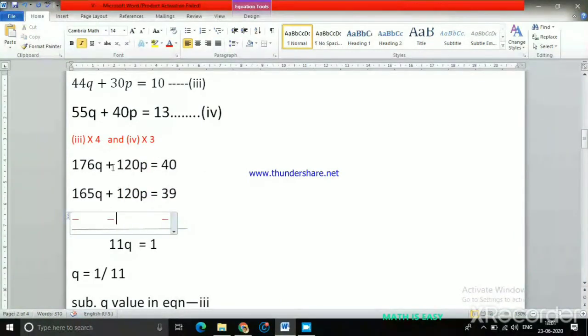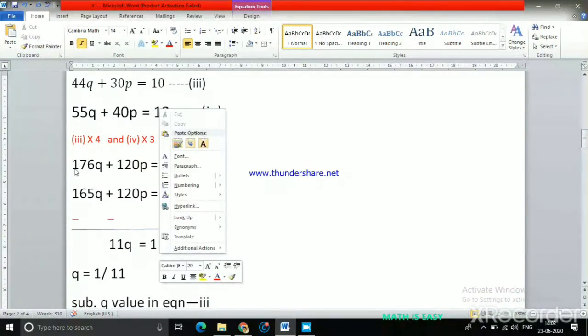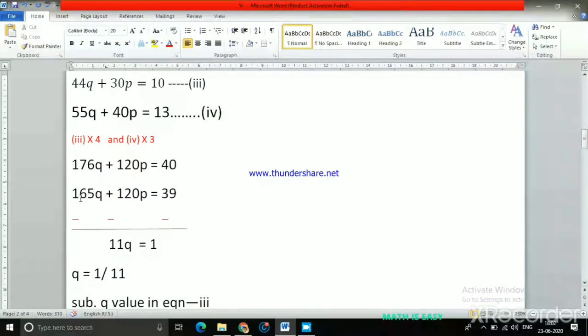As we already know in the elimination method, if the signs are the same, I have to change the signs. So plus 165q will become minus, plus 120p will become minus 120p, and plus 39 will become minus 39. Now here you see 176 minus 165 is going to be 11q, and this 120p minus 120p will get cancelled. 40 minus 39 is going to be 1.